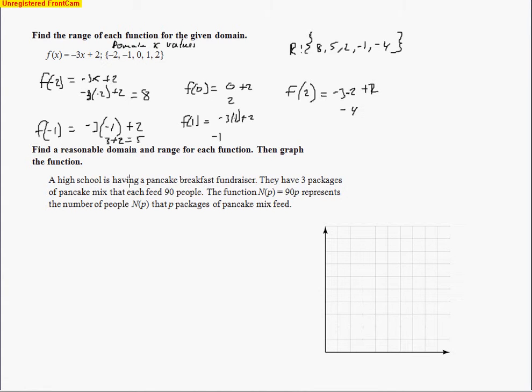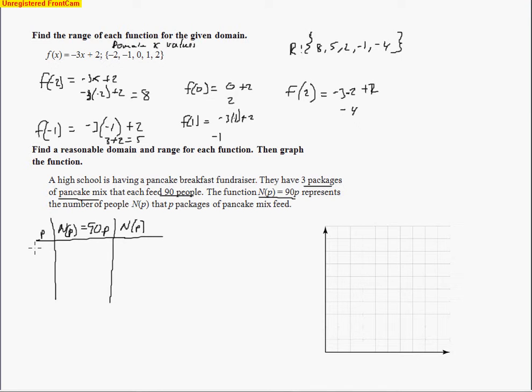So it says the high school is having a pancake breakfast fundraiser. They have 3 packages of pancake mix, and that each feed 90 people. So here's our function, N of P. So this is the number of people equals 90 times P, which represents packages. So that's my function. So I'm going to use that here. N of P equals 90P, and I'm going to set up my formula. So my formula goes this way. My inputs are P values, so number of packages, and then I end up getting N of P, which is the number of people being fed. And that's what we end up seeing.